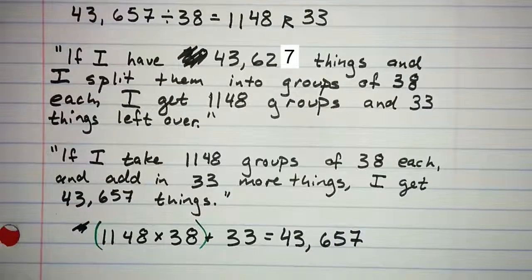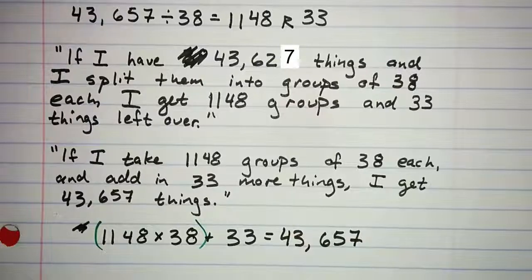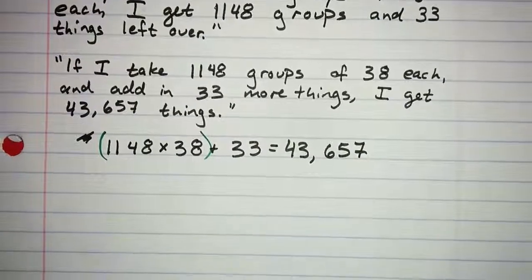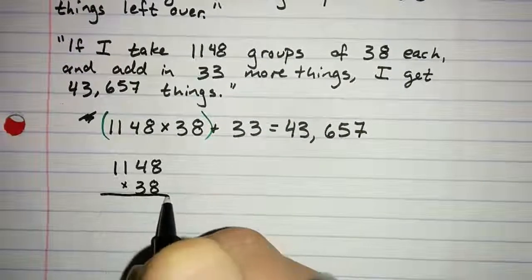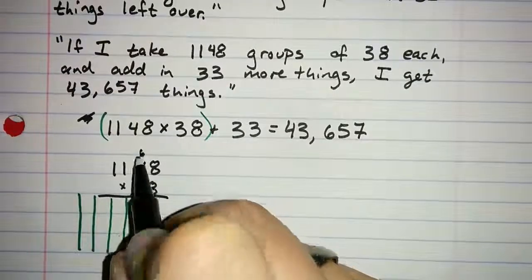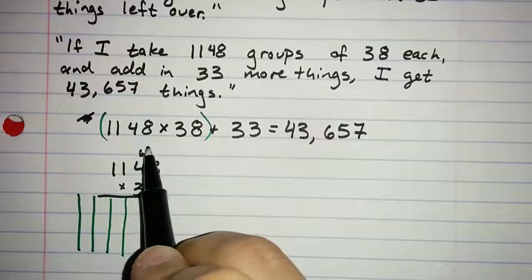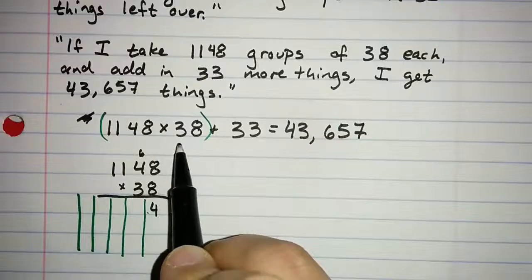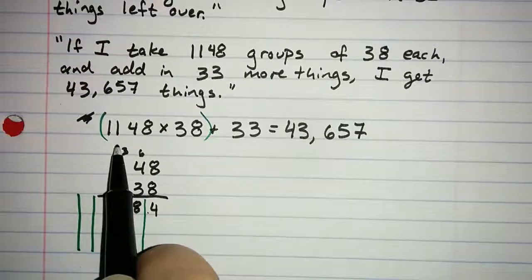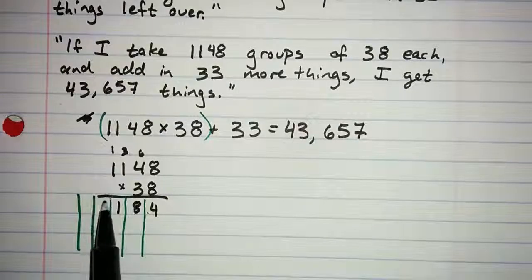How does this help me? Well, I can now work out this arithmetic over here and just see if I actually get the number I hoped I would. So I'm going to multiply 1,148 times 38. 8 times 8 is 64. 8 times 4 is 32, 33, 34, 35, 36, 37, 38. 8 times 1 is 8, 9, 10, 11. 8 times 1 is 8, plus 1 is 9.